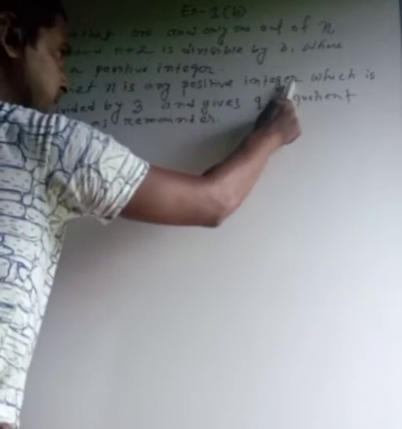So what we have written, try to understand. Let n be any positive integer. It means n value will be 1, 2, 3 like that, but it cannot be -1, -2 like that. It is divided by 3, or you can write divisible by 3 also, and gives q as quotient. Small q means the quotient, and small r means the remainder.